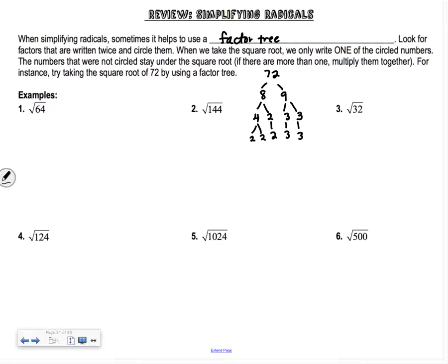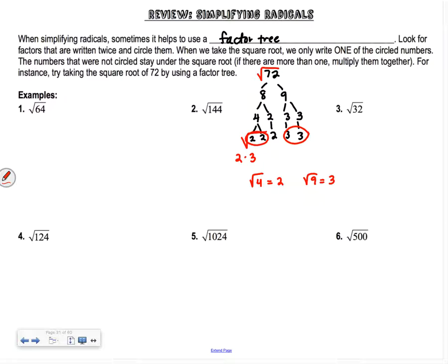Okay. So it says when we're trying to figure out the square root of 72, what we're doing is looking for numbers that are written twice. So notice how I have two 2's. Well, 2 times 2 is 4, and we know that the square root of 4 is just plain 2. So when we take the square root of 4, we're left with a 2 on the outside. And when we take the square root of 3 times 3, which was 9, we're left with a 3.